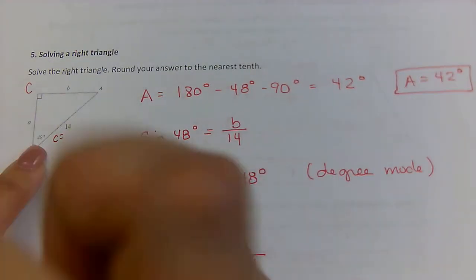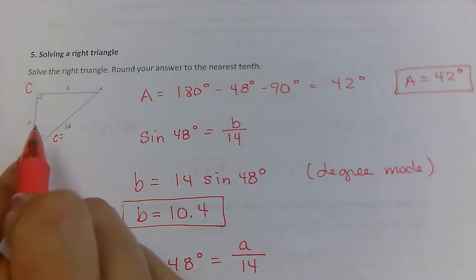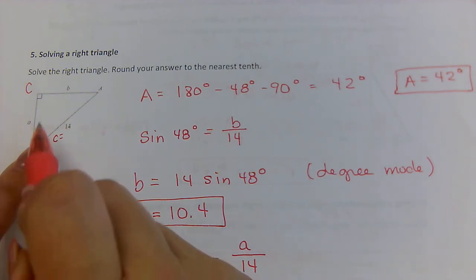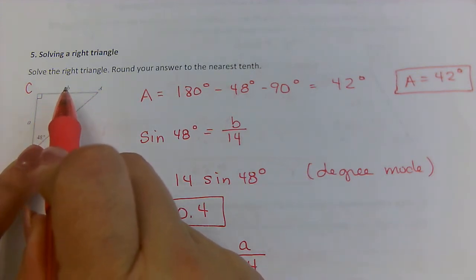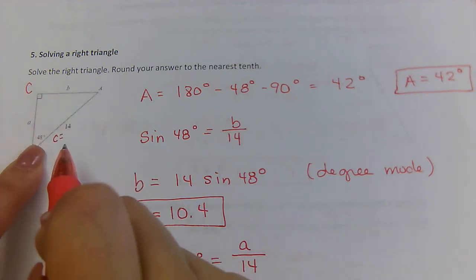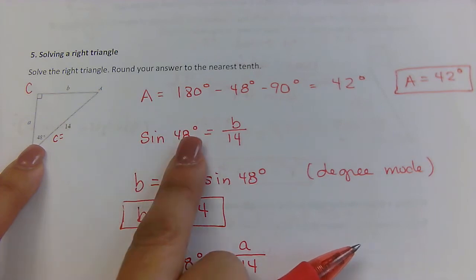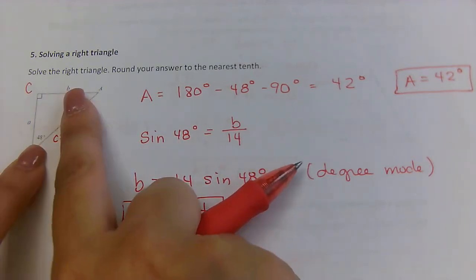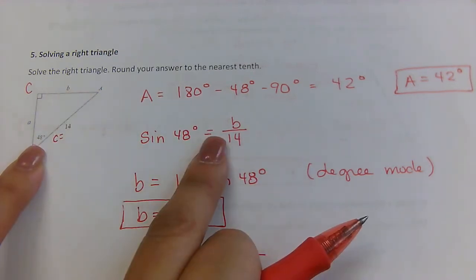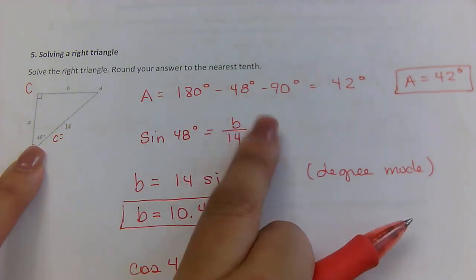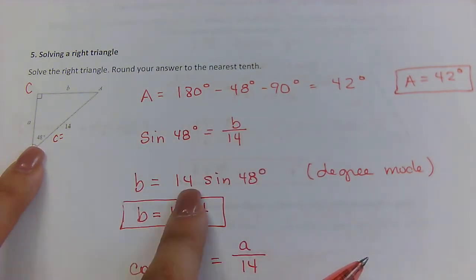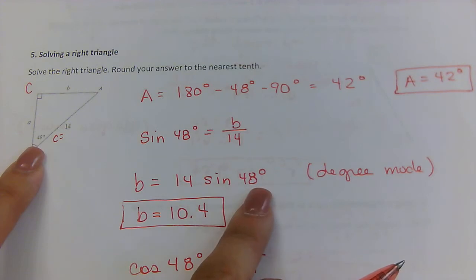Next, what I'm going to do is take the 48 degrees, the part that is actually given, and now I'm going to solve for little b. Little b is opposite, and I'm given the hypotenuse, so I want to use sine. Sine of 48 degrees is equal to little b over 14. Multiply each side by 14, and you get b is equal to 14 sine of 48.